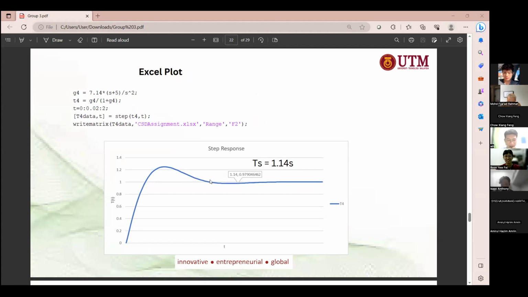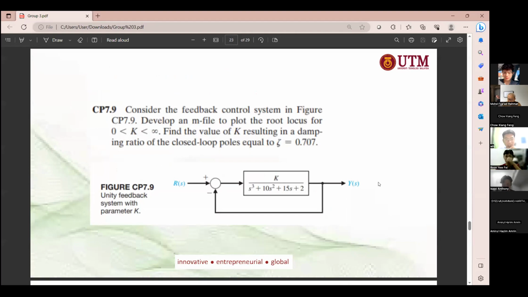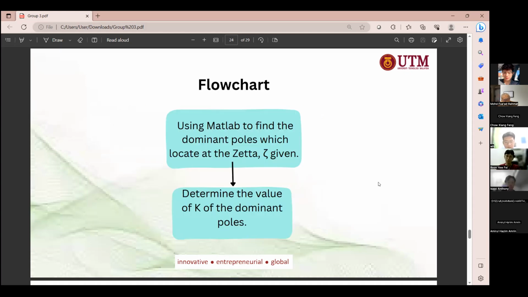Okay, good evening, Prof. Now I'm going to say the final question. In this question, it is actually simpler than the previous question. We only need to plot the root locus for the K, and the zeta is already given. So in the flowchart, we just use Matlab to find the dominant pole using the given zeta. Then we determine the value of K for the dominant pole.